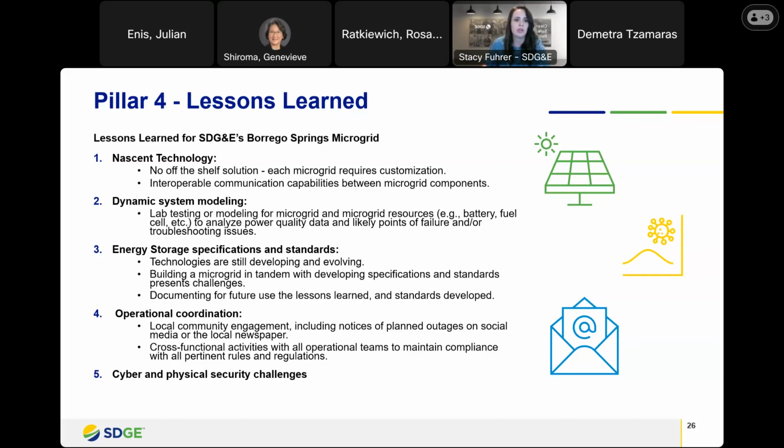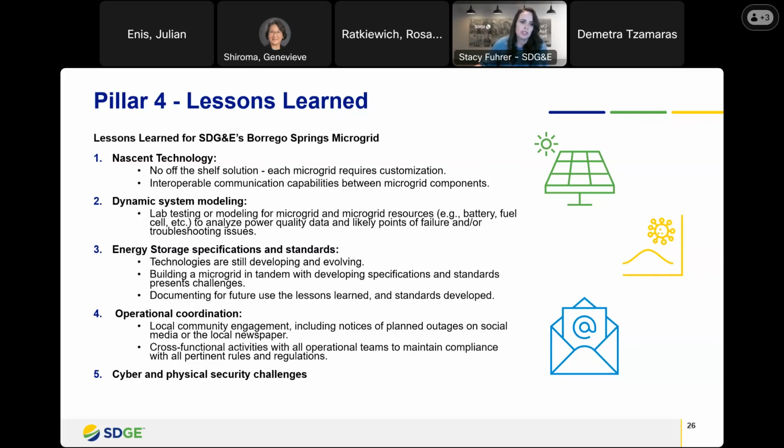And so this has been a really essential part of SDG&E's operation of the microgrid, and why we went after the current DOE grant. And it's allowed us to analyze power quality data and just find where there could be failures or troubleshooting issues in the future so that we can avoid them in actual island operation.